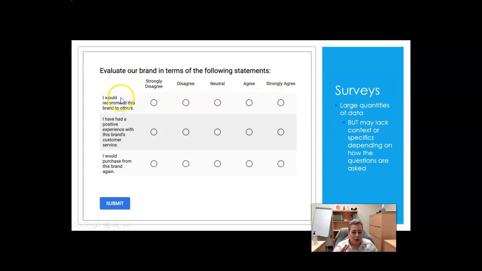But we don't really get context behind the questions, so it's really important how you ask the questions. You put in questions to try to catch people so they're not lying. You put in honesty check questions. You reverse and recode questions.